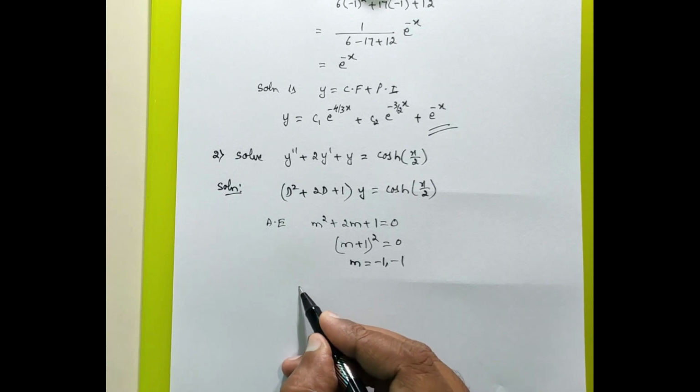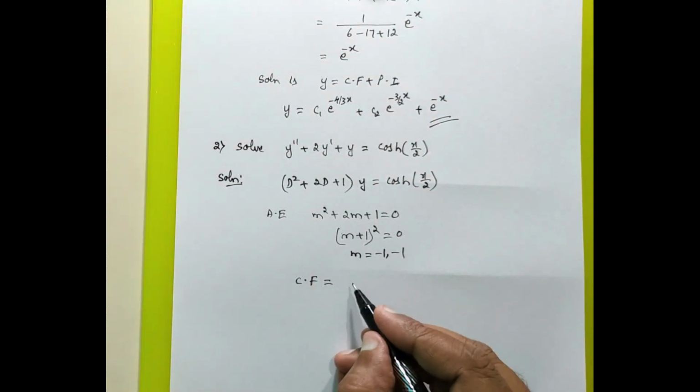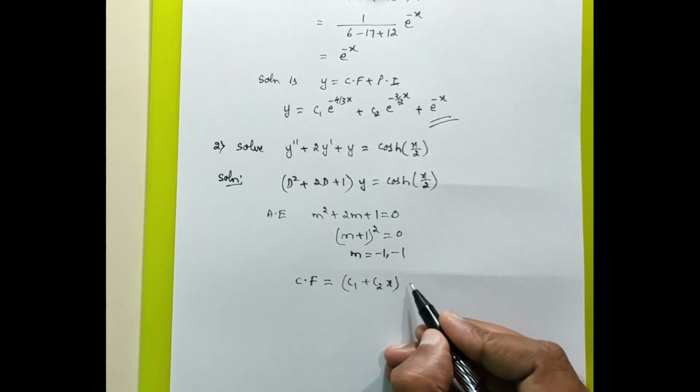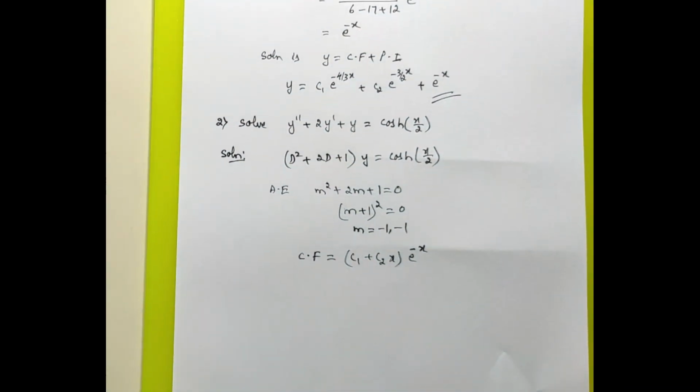Since the roots are repeated, we write the complementary function as (c1 + c2 x) e^(-x). So that will be the complementary function. Now let us write down the particular integral.